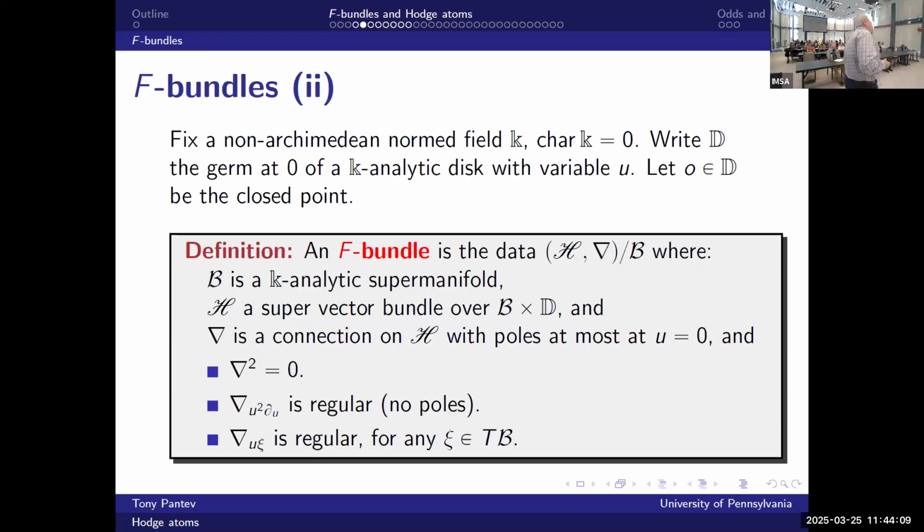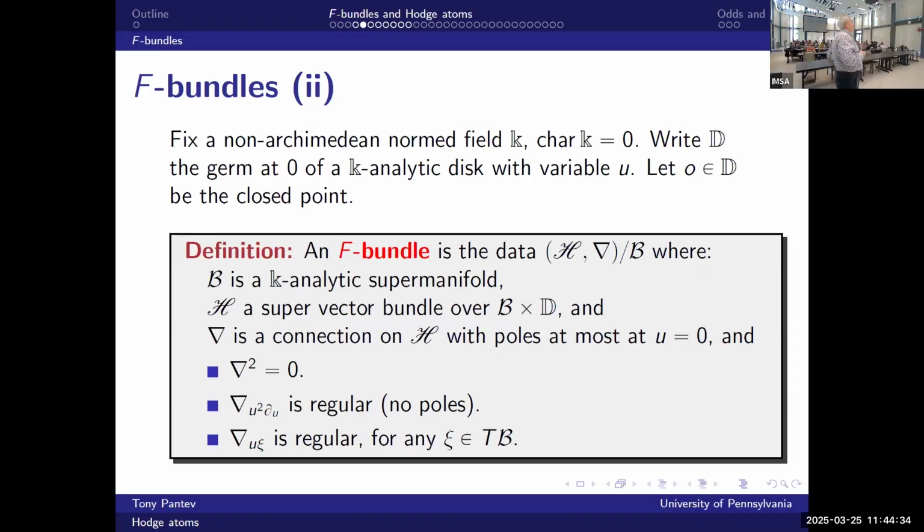Okay, so what's an F bundle? It's very similar to what a non-commutative core structure was. It's a super vector bundle over a super manifold. Everything is analytic over this non-Archimedean field. Then you have a connection, an even connection, on that across a germ of a disk.